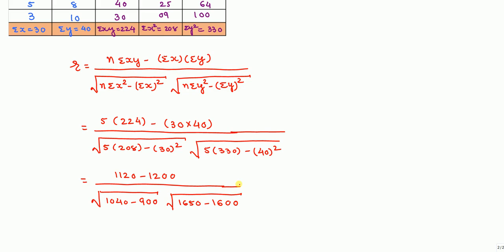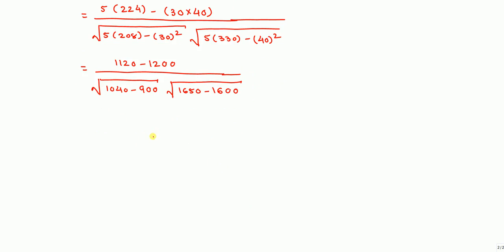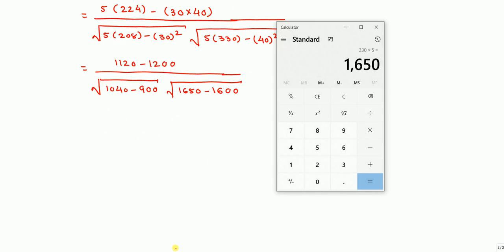Now subtraction of the numerator. We are writing 1120 minus 1200, which equals minus 80.